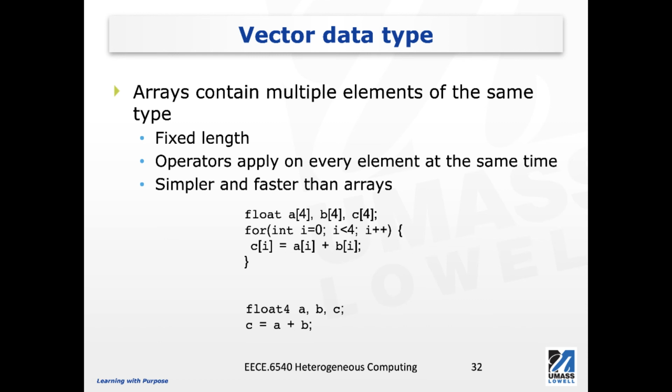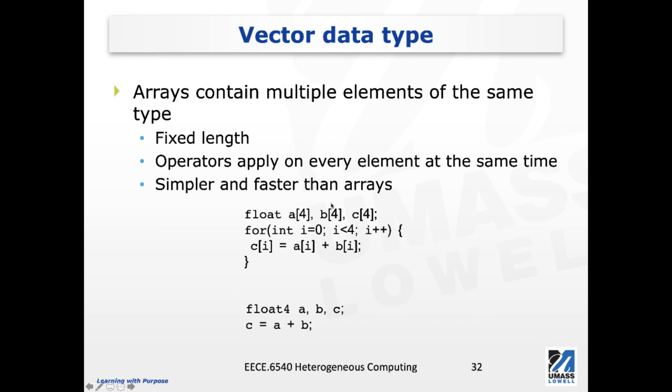Vector data type. We've seen the vector data type in the past in many of our examples. Vectors are actually arrays that contain multiple elements of the same type. These vectors have a fixed length, and you can declare the length. Operators can apply on every element at the same time, and that's one of the benefits of using the vector data type instead of using arrays. It's much simpler and faster than using arrays.